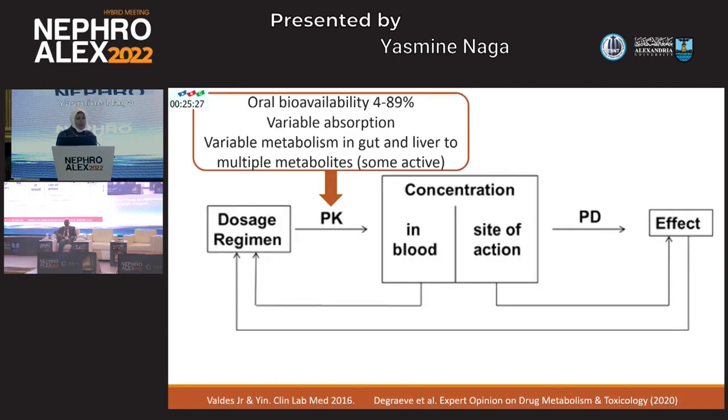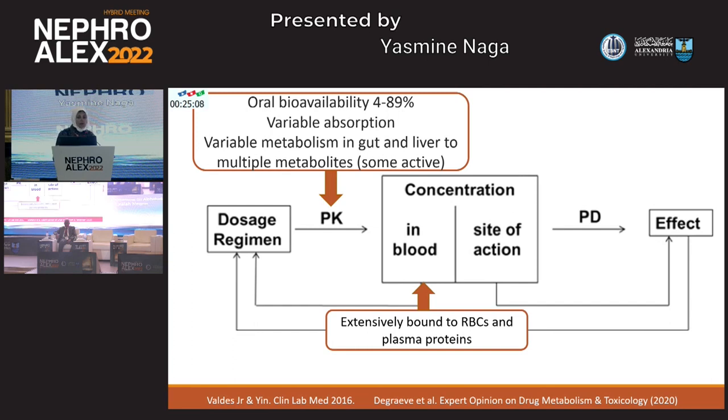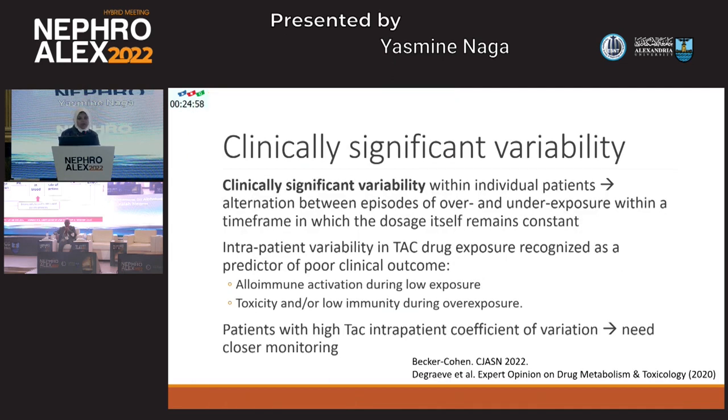Why is there variability? First of all, they found that the oral bioavailability is extremely variable. Sometimes it's 4% up to 89% because of variable absorption, variable metabolism, and the metabolism can happen in the gut as well as in the liver, and they give multiple metabolites. Some of them are active. Also, in the blood, it is extensively bound to RBCs and plasma proteins, and this can be affected by the presence of anemia or the presence of hypoalbuminemia.